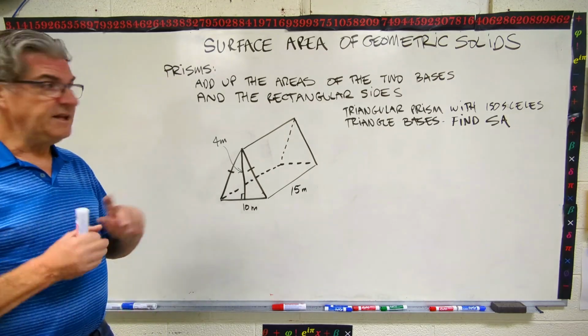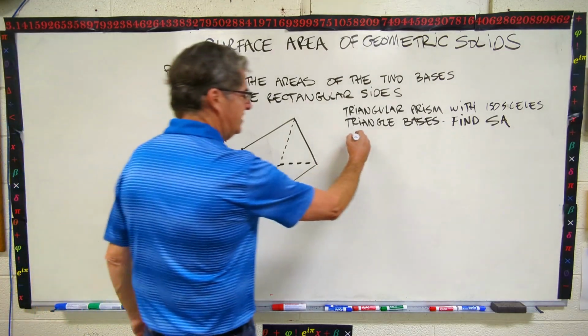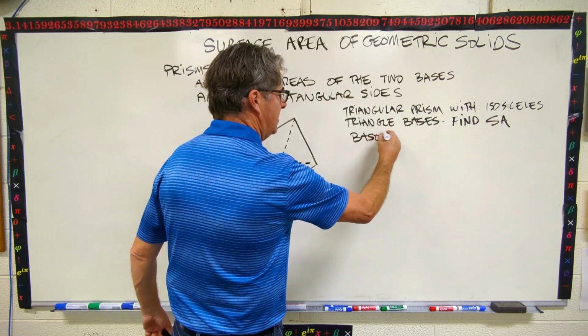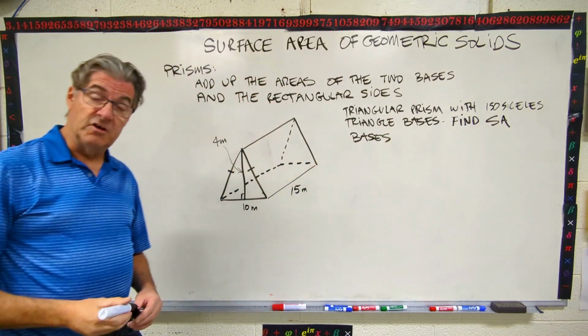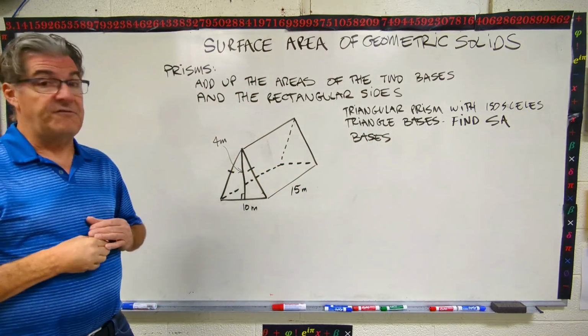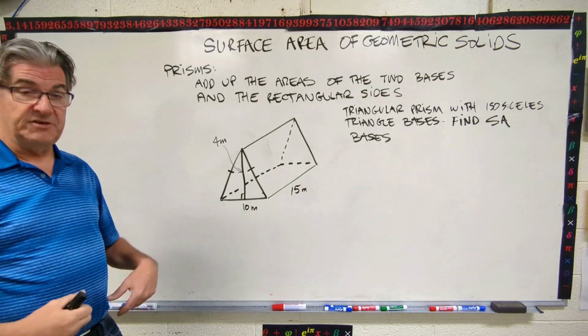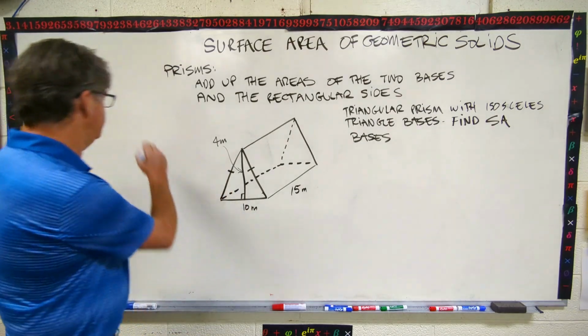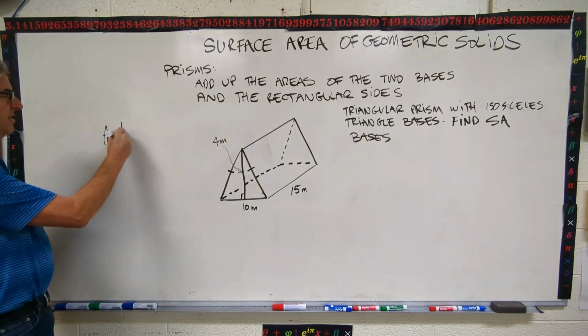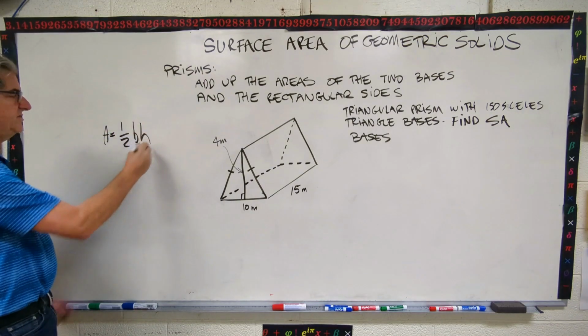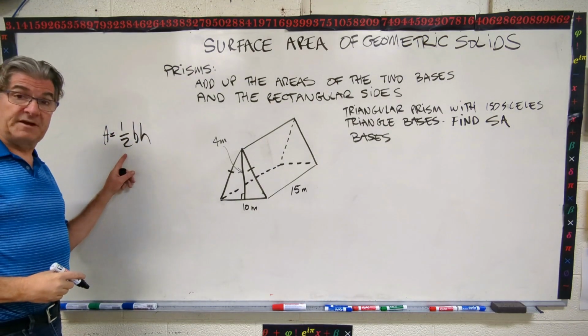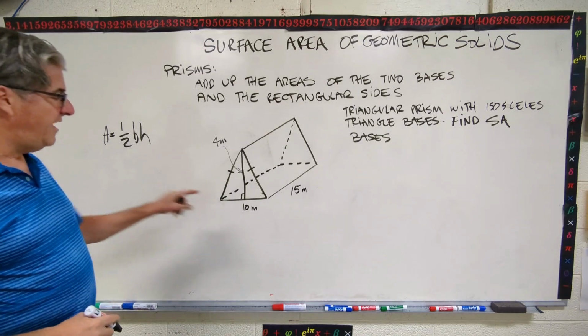So first off, I'd like to start with the bases. Let's check that out. The bases here are triangles. So you've got to know the formula for the area of a triangle to be able to do that. Use that area formula, which is area equals 1/2 base times the height. That's the standard area formula for a triangle. And see if you can apply that to the bases.